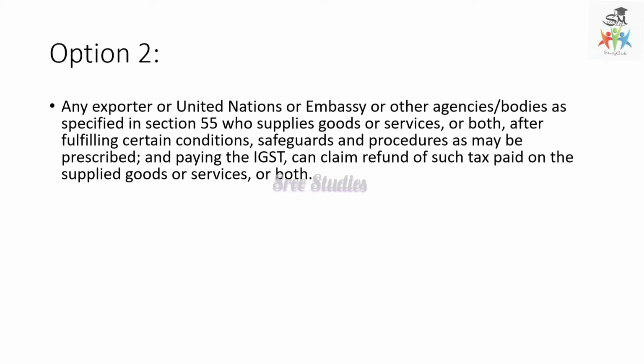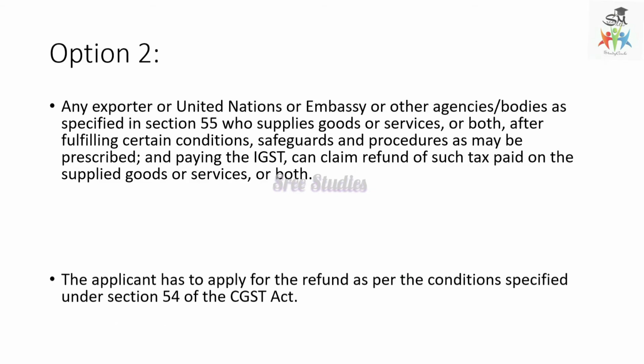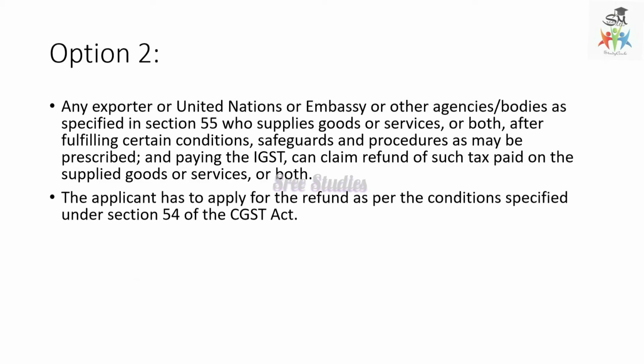If the recipient is the United Nations or any embassy or other agencies or bodies specified under section 55, then the exporter who supplies goods or services or both, after fulfilling certain conditions, all of which must be fulfilled, and the safeguards and procedures as may be prescribed, on paying IGST can claim refund of such tax paid on supply of goods or services or both. So the applicant has to apply for refund as per the conditions specified under section 54 of the CGST, that is the Central Goods and Services Tax Act.